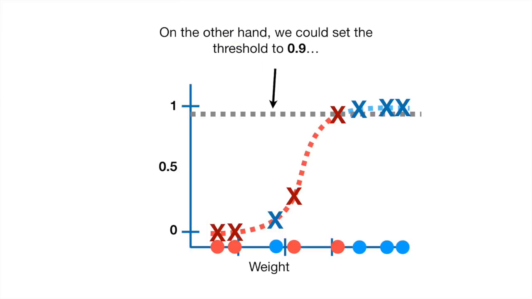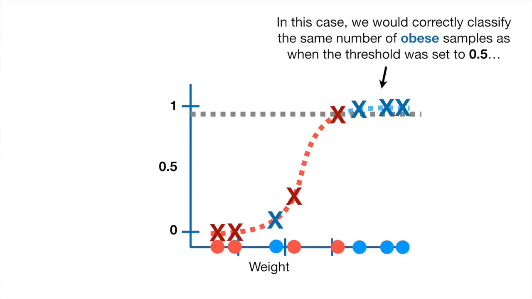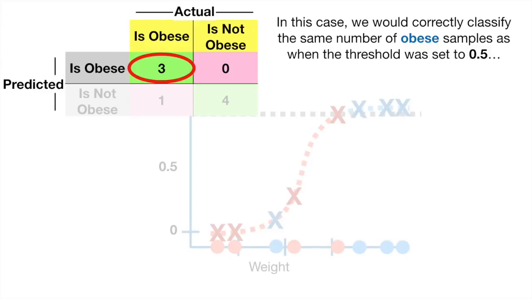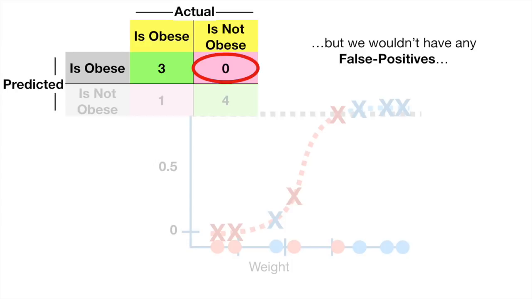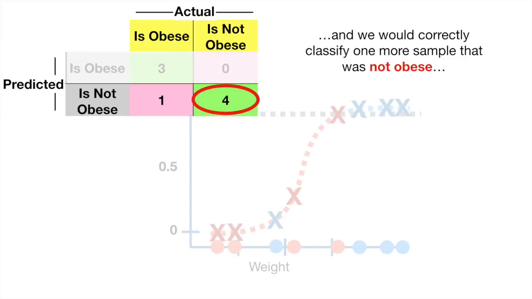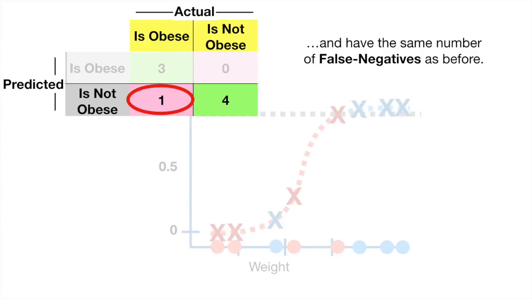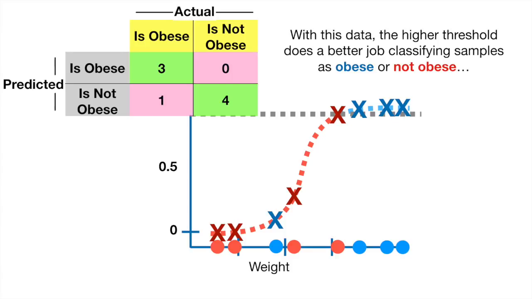And that means lowering the threshold, even if that results in more false positives. On the other hand, we could set the threshold to 0.9. In this case, we would correctly classify the same number of obese samples as when the threshold was set to 0.5. But we wouldn't have any false positives. And we would correctly classify one more sample that was not obese, and have the same number of false negatives as before. With this data, the higher threshold does a better job classifying samples as obese or not obese.